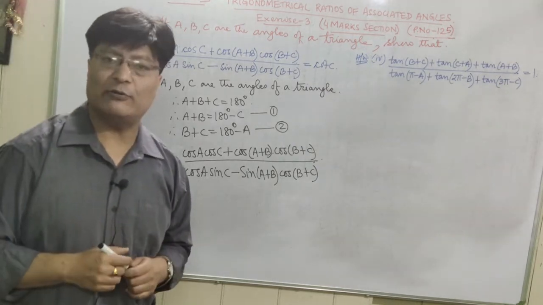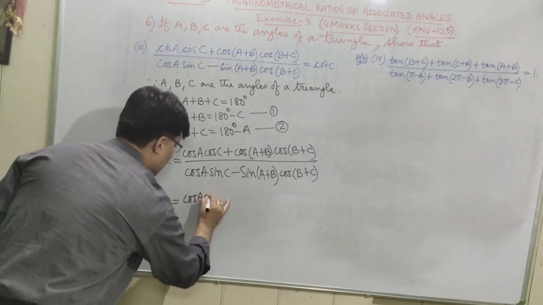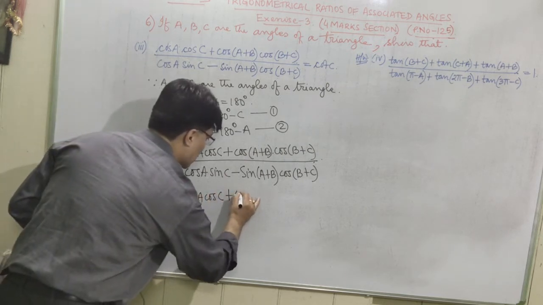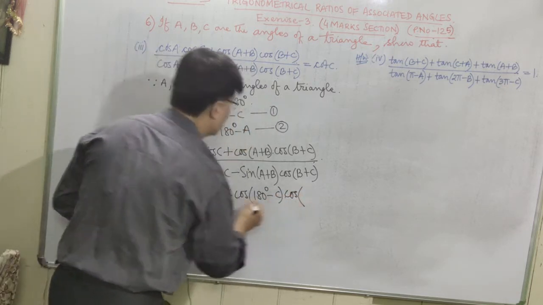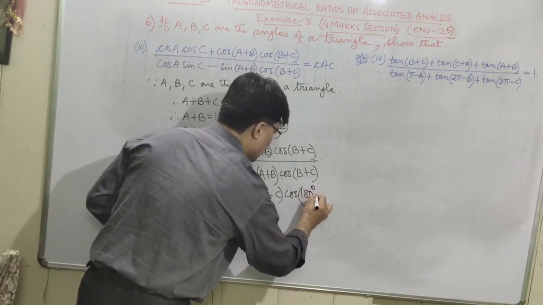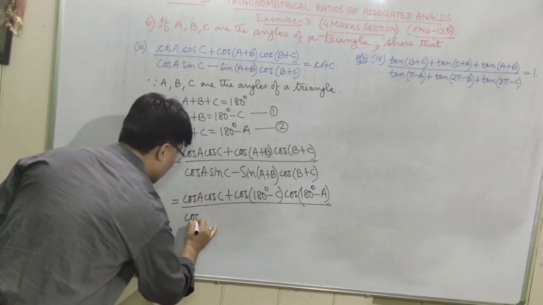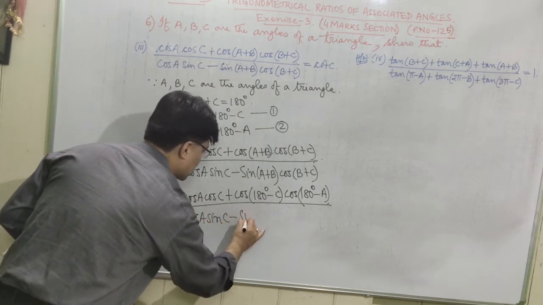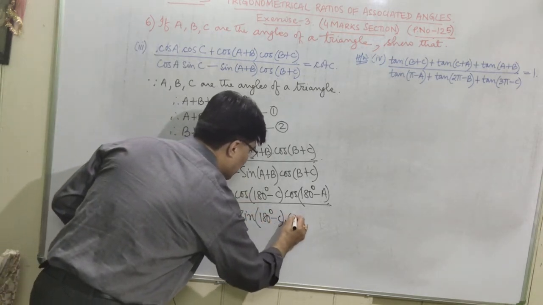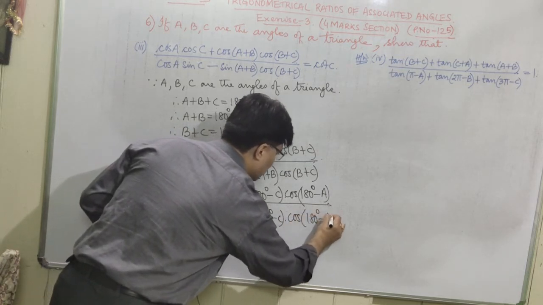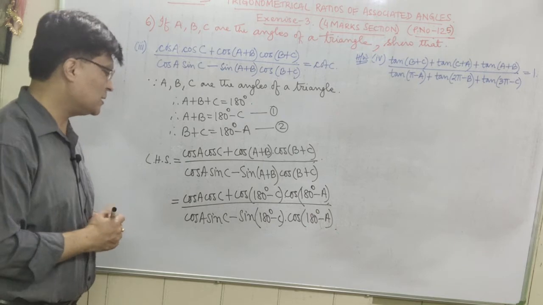So now let us put the values of A plus B as well as B plus C. So which is equal to cos A cos C, right? Plus cos of, what is A plus B? 180 degrees minus C, into cos of, what is B plus C? 180 degrees minus A. This whole divided by, in the denominator what do we write? It is cos A sin C minus sine of, what is A plus B? 180 minus C, and cos of, what is B plus C? It is 180 minus A. So I think you have understood it. Okay. So let us simplify it.